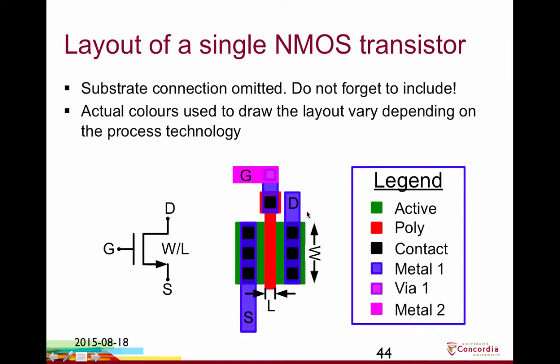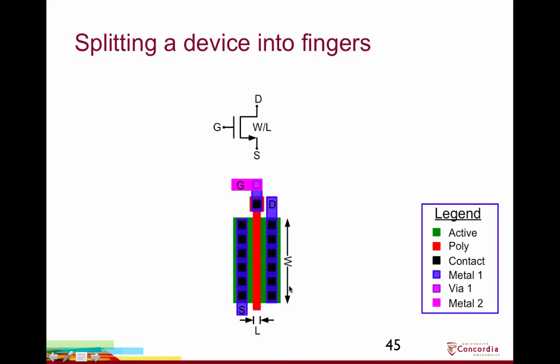The actual colors here will vary from technology to technology, but we've got here the green, which forms the source and drain regions of the transistor, the red, polysilicon, forming the gate, and we've got contacts from metal 1 down to the drain, metal 1 down to the source, and then we're going from, say, a metal 2 down to a metal 1 down to the gate here. So this is the layout for a transistor of width W, length L.